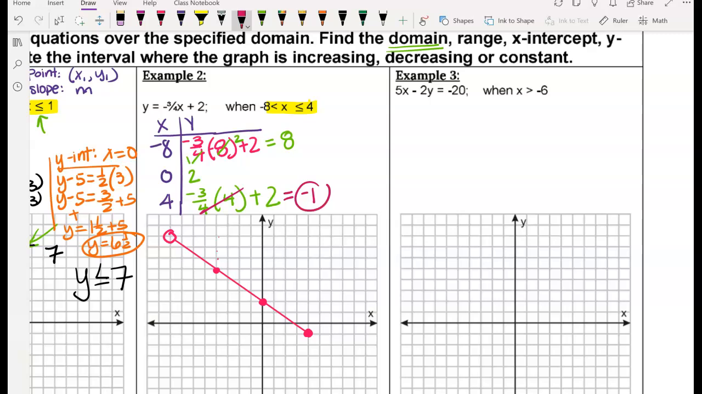So here are the y values at the x locations that we have chosen. We are going to plot these points. Negative 8, positive 8 for y. We're going to go up and make an open circle because this doesn't have an equal sign. At 0, 2, bam, same dot. At 4, negative 1, closed circle. Bam. And guess what? It's on the same exact line.